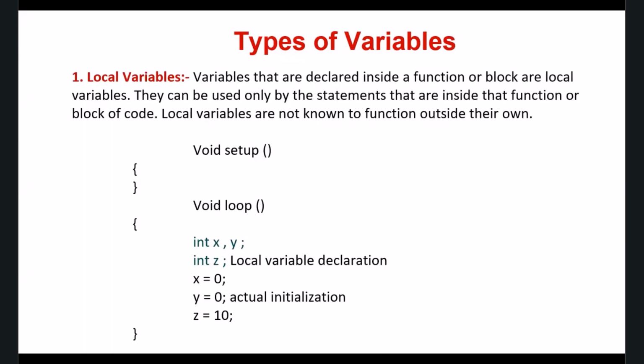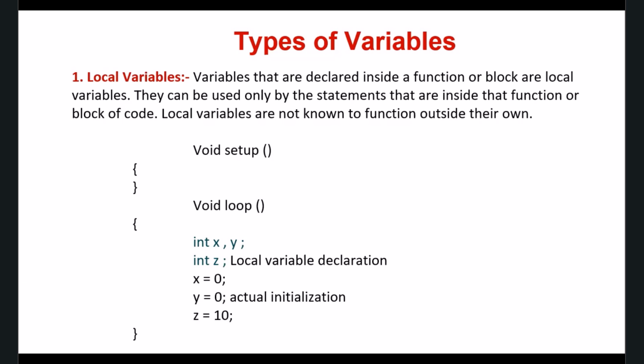More about the variables. Basically, there are two types of variables available. The first type of variable is called local variables. Variables that are declared inside a function or block are local variables. They can be used only by the statements that are inside that function or block of code. Local variables are not known to functions outside their own.